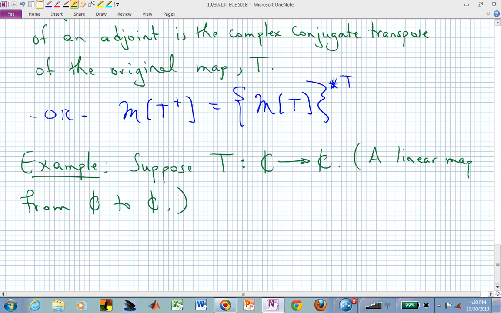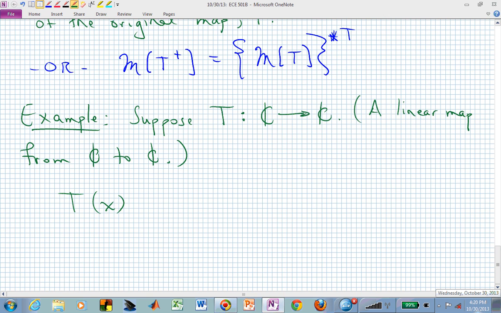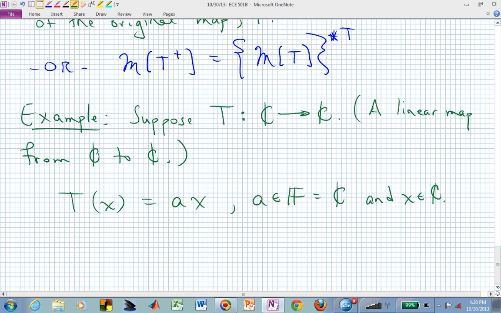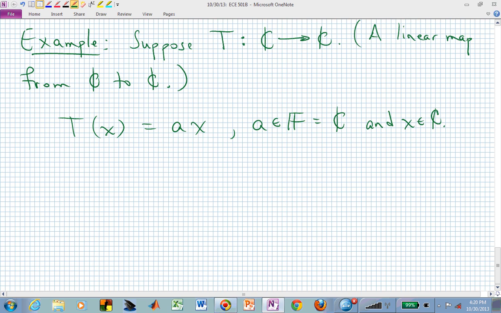What is a linear map that will do that? Well, we have this convention. Now I have one coordinate, and that coordinate is x. So T applied to x is going to give me Ax, where A is in our field, but let's go ahead and let that field be the set of complex numbers, and x is also in the same field of numbers, complex numbers.